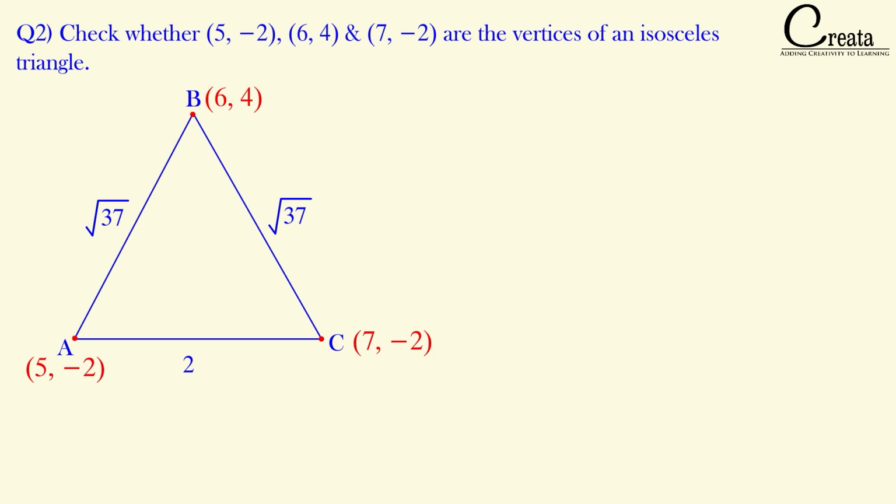Okay, the 2 sides, that is AB and BC, are equal to each other, that is, this triangle is an isosceles triangle. Okay, got it? So with the help of the distance formula, we have proved this triangle ABC is an isosceles triangle. Got it? That is the answer of this question. So let's move further to the next question.